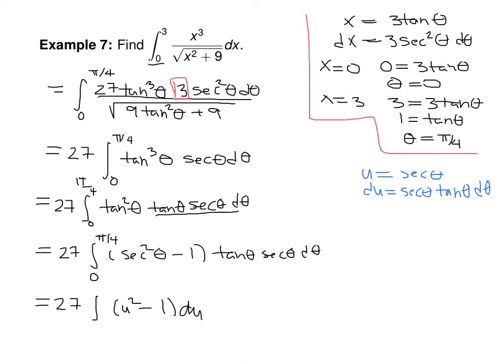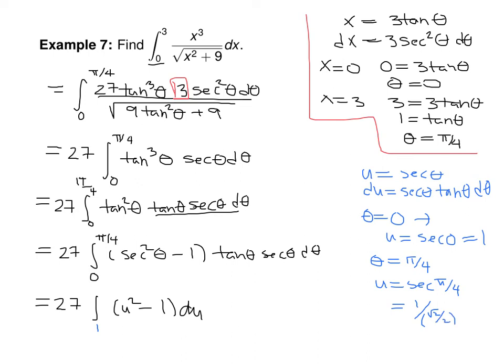So if theta is equal to 0, u is equal to secant of theta, so secant of 0. And secant of 0 is 1 over cosine of 0, and cosine of 0 is 1, so u is 1. Now, if theta is pi quarters, then u is equal to secant of pi quarters, which is 1 over root 2 over 2, which is 2 over root 2, which if you rationalize simplifies to plain old root 2.